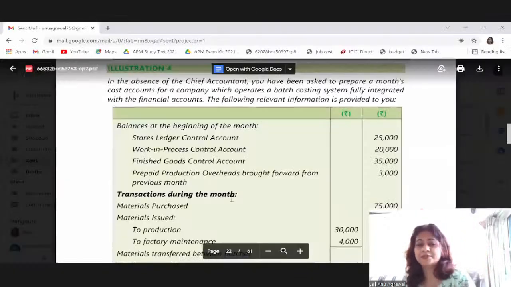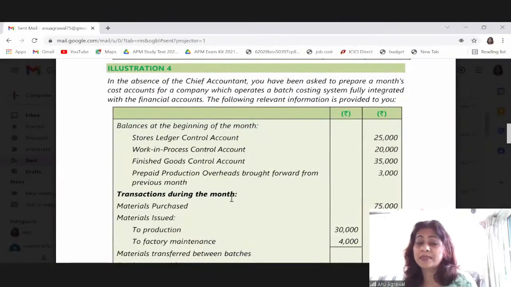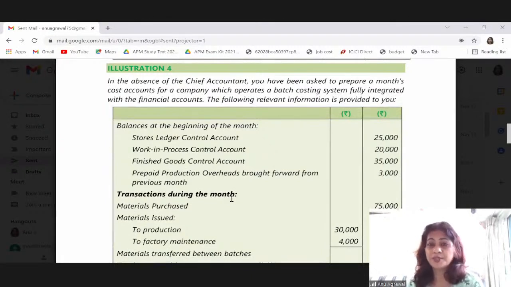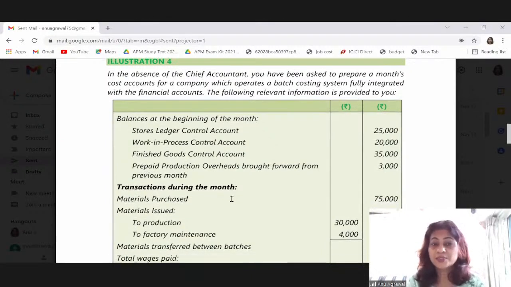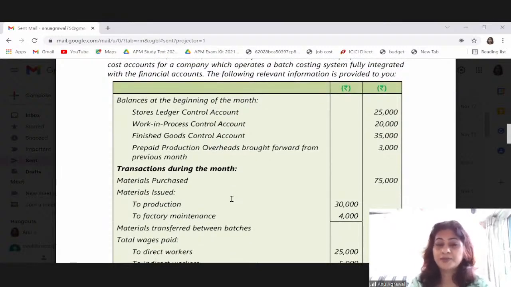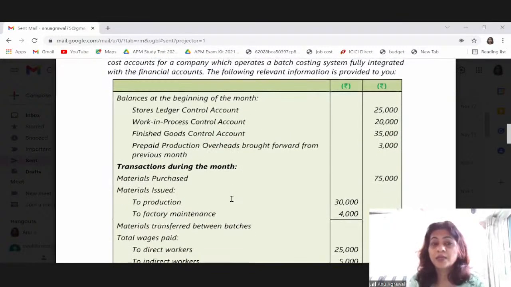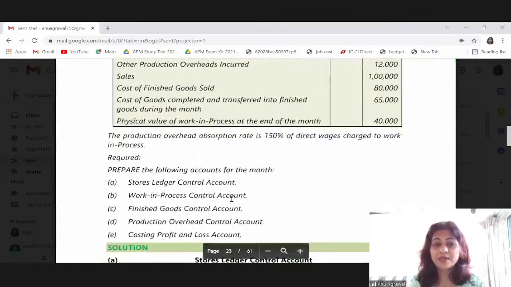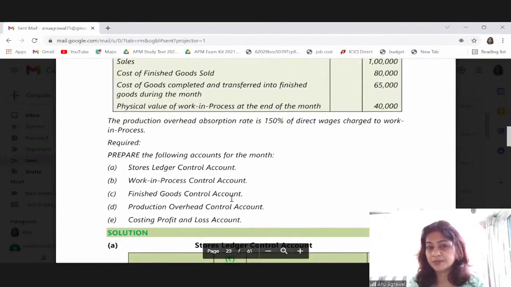So look at it. In the absence of the chief accountant, you have been asked to prepare a month's cost accounts for the company, which operates a batch costing system fully integrated with financial accounts. The following relevant information is provided to you. So there's a stores ledger control account, WIP control account, finished goods control account. Some transactions have been given to us and we are supposed to prepare the following accounts, right?